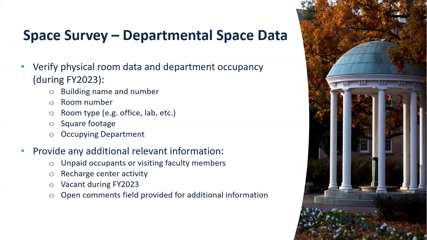That would be building and room number, making sure the room types are identified correctly, not so much verifying square footage, but basically identifying and making sure that we have all of your space. It would include not only the laboratory space, but offices, administrative offices, any space that belongs to that particular department. During that time, we'll also ask you to identify any relevant information that would be useful for us in the study. That would include identifying any occupants that aren't paid by the university, unpaid occupants, or visiting faculty members.